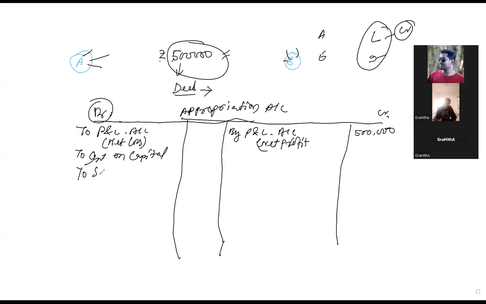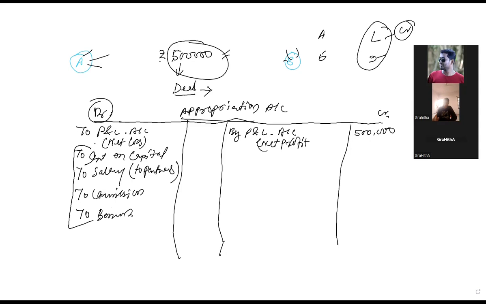Apart from this, to salary, again to salary to whom? To partners. I told you, anything you are paying to the partners will come to the appropriation account. If you are paying to outsiders, for that purpose we make the profit and loss account, not the profit and loss appropriation account. Next, to commission, right? To bonus. Now you can see all these things I am writing on the debit side in the profit and loss appropriation account, and that goes to the firm account only, right?